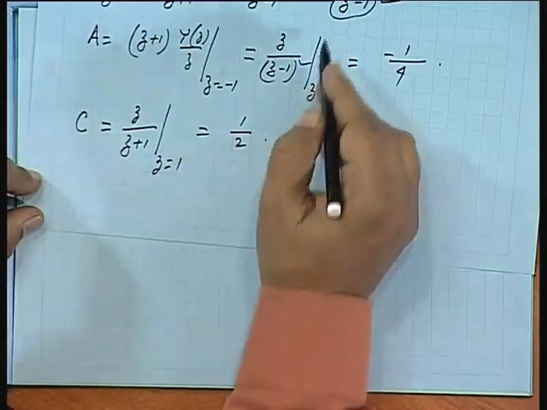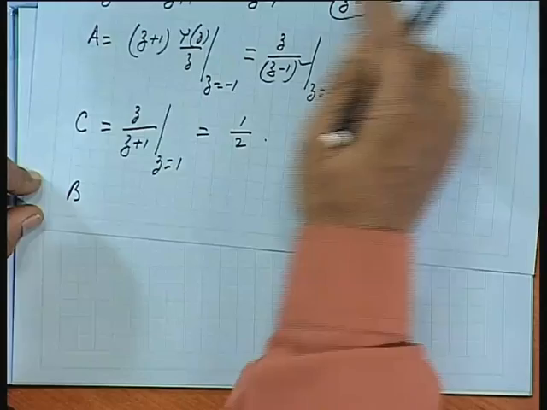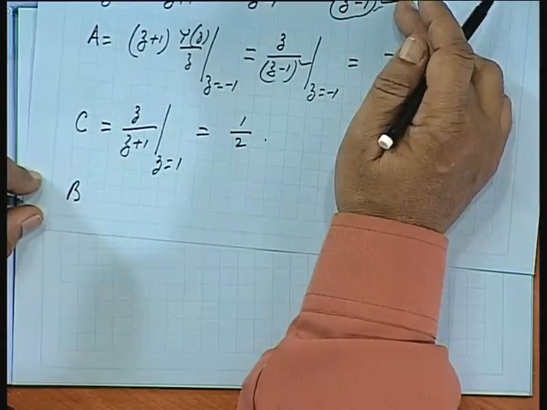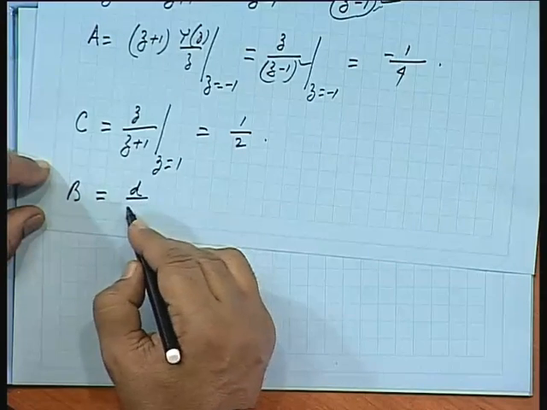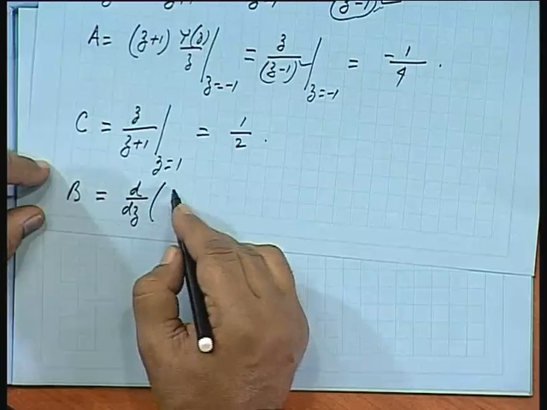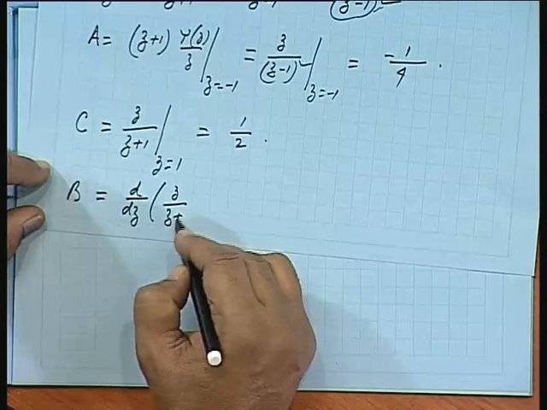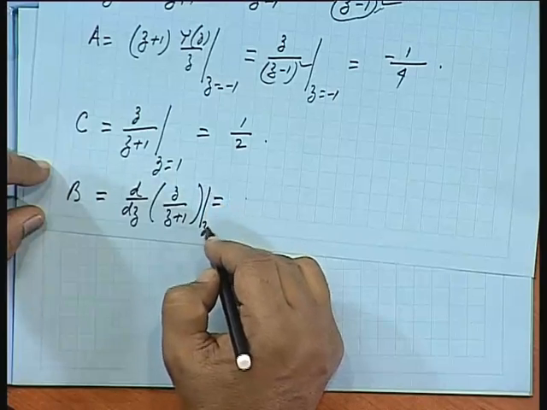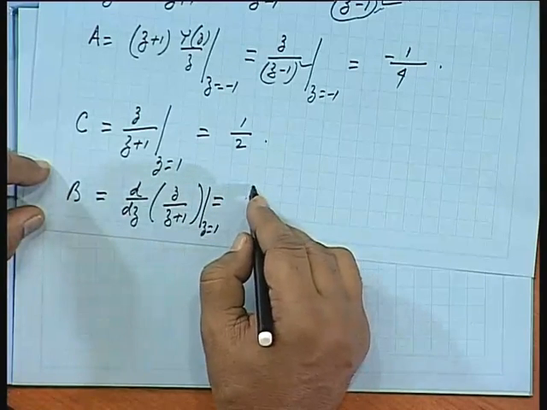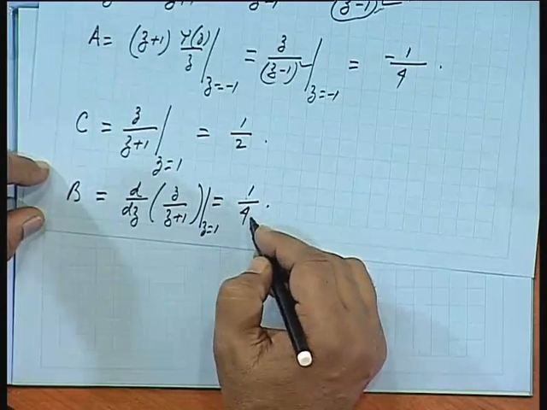So, for the evaluation of b, if there are more number of roots, then you start with the highest term with the highest number of roots and then keep differentiating. So, b will be d dz of z by z plus 1 and evaluated at z is equal to 1. So, that gives me again 1 by 4. Is there any other opinion about this for evaluation of b?